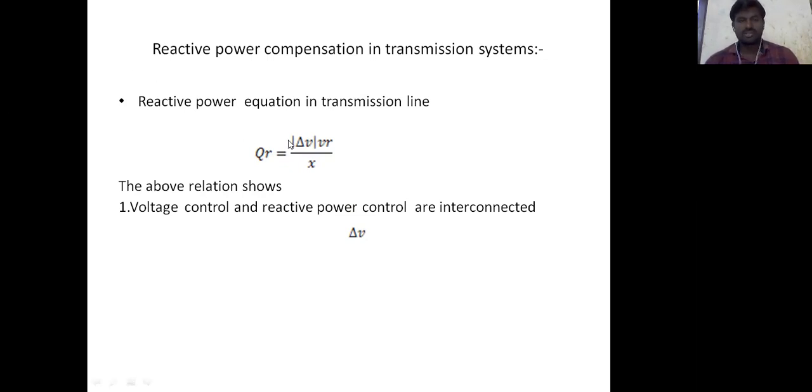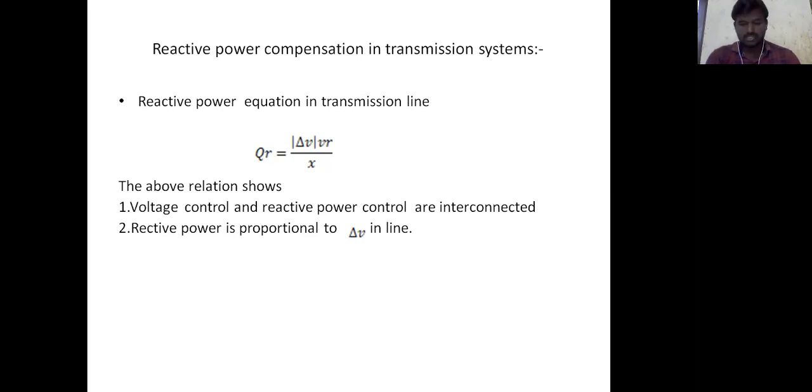The voltage controller and the reactive power are directly interconnected, and the reactive power is proportional to delta V in the line. So the reactive power is directly proportional to the change in voltage. First we control the voltages, and to maintain constant voltage, the corresponding reactive power is compensated.